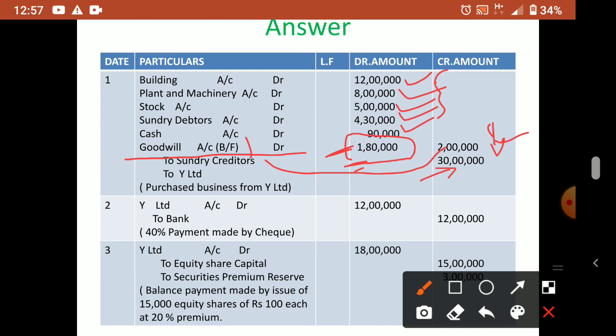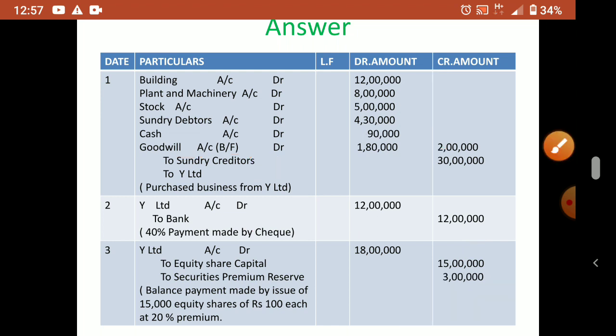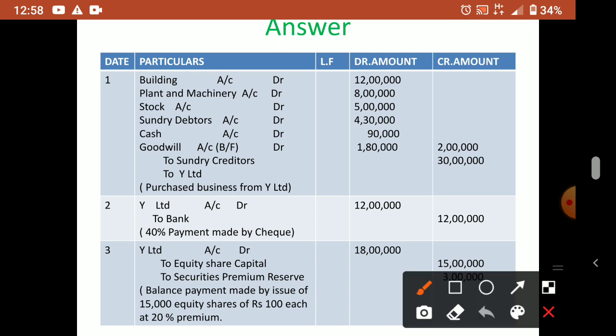Okay, now 40% amount we paid immediately through check. So 30 lakhs we have to pay. So 40% of 30 lakhs is 12 lakhs. Okay, so Y Limited, vendor to bank, immediately we paid 12 lakhs. Now remaining amount, how much? 18 lakhs there. So for that 18 lakhs we have issued what? Shares at a premium of 20%. So remaining 18 lakhs means how many number of shares we have to issue, that we have to calculate. So what is the equation? Amount payable by issue price.